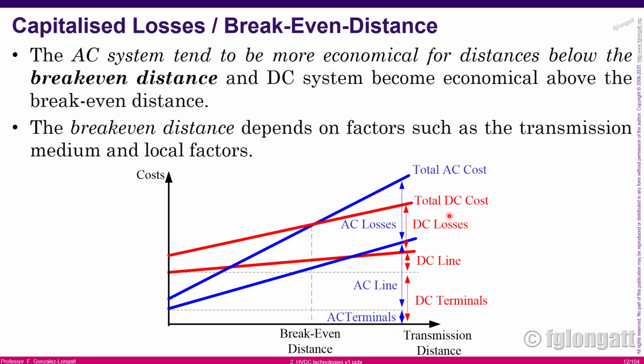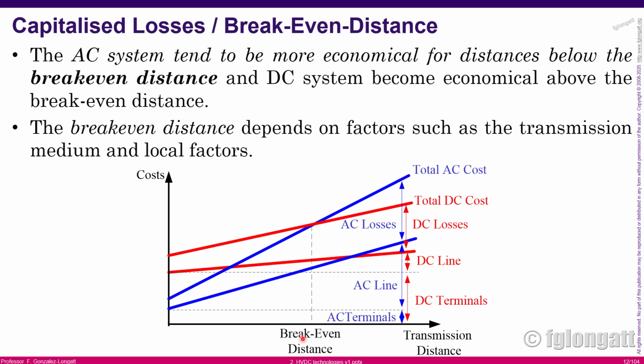If you now think about the implications of this, that means that for short distances, or distances below the break-even distance, the most economical and technical solution is the AC transmission. But from the break-even distance onwards, the most economical solution for transmission is using DC systems, okay? That is the basic explanation over there.